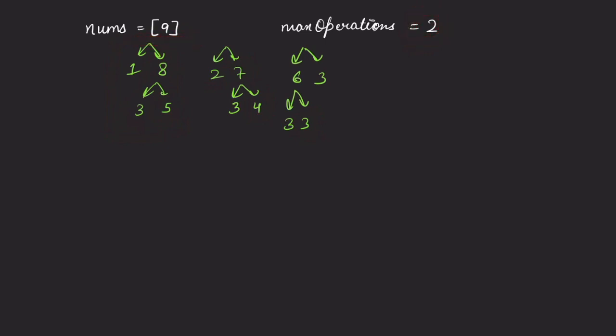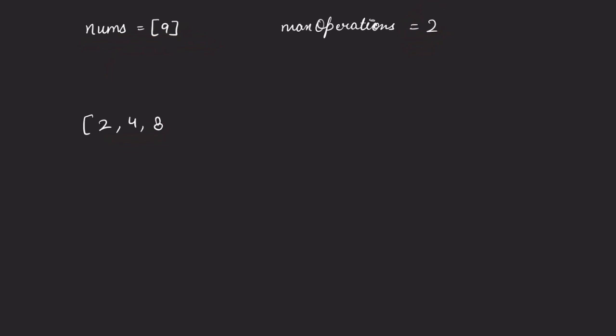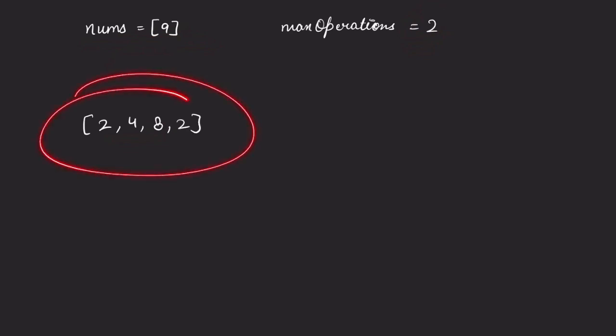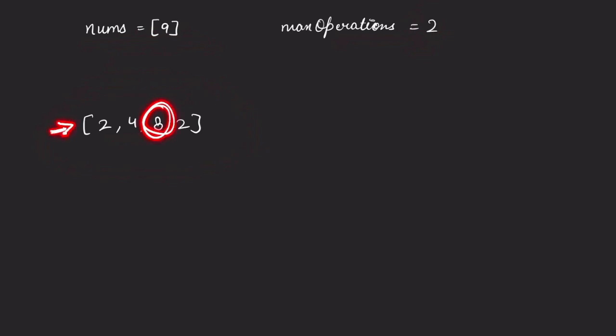So this we need to find out. Now how are we going to solve this? There are a few observations to notice here. In all the bags, in the worst case, what would be the maximum balls present in any bag? Let's suppose the bags are like this: 2, 4, 8, 2. These bags you will divide using your operations. But in the worst case, the maximum number of balls in a bag would be equal to the maximum number of balls present in a bag initially, which is 8.